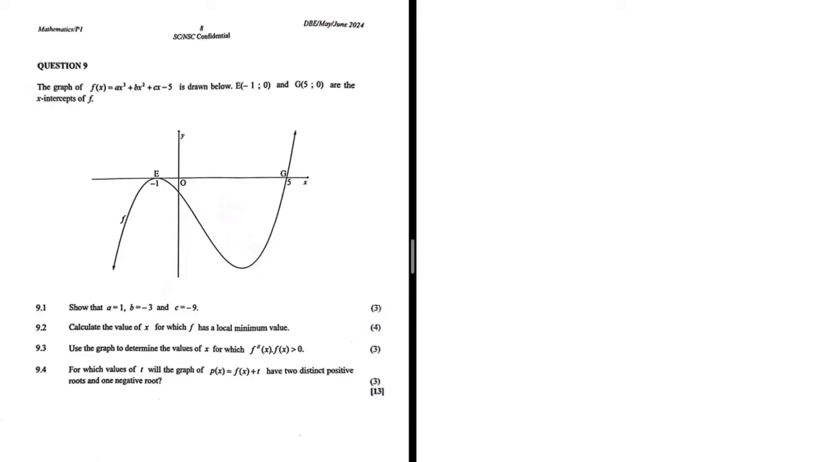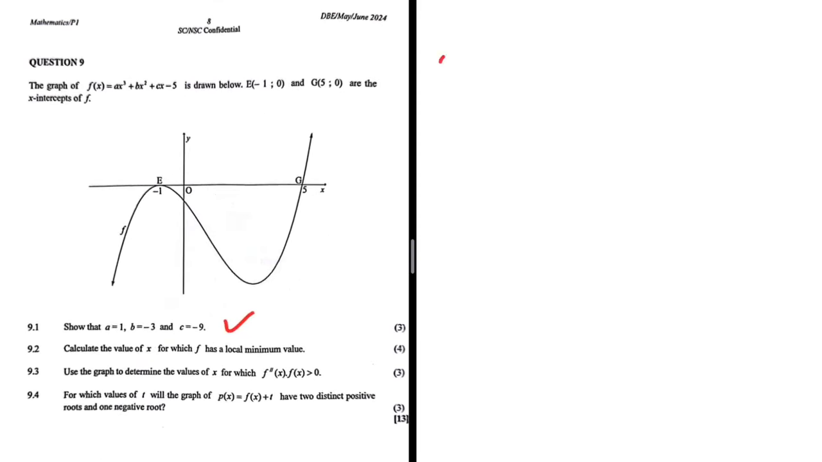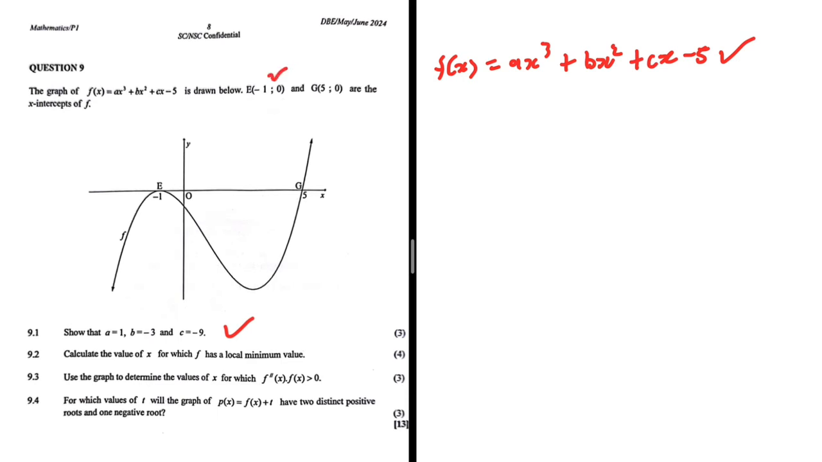We want to show that a is equals to 1, b is equals to minus 3, and c is equals to minus 9. We're given the equation f of x is equals to ax to the power 3 plus bx squared plus cx minus 5. What we are going to use in this question is the x-intercepts. We are given E and G as the two x-intercepts of this function, right? But what is happening at E?